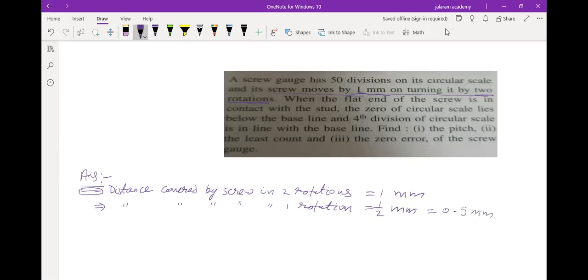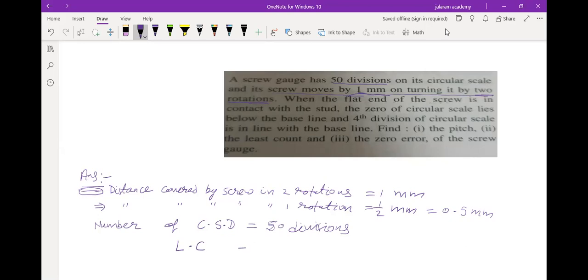Now, according to the algorithm, what is the second step? Sir, the number of circular scale divisions. Yes. So we write number of circular scale divisions equals 50 divisions, as given in the question. So the third step is to find the least count of the screw gauge.